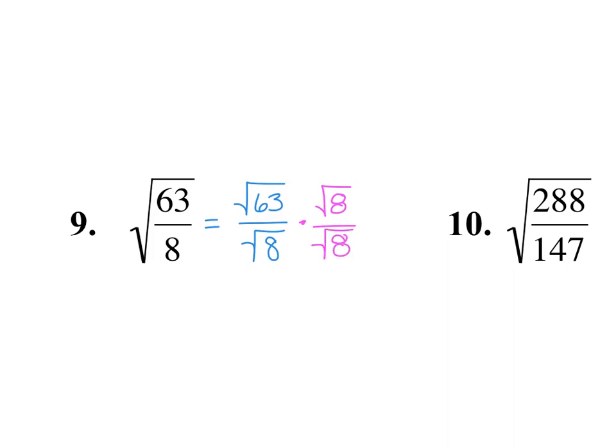What does that give me? Kind of big numbers, so I'm not thrilled with this. It's the square root of 504 over the square root of 8 times the square root of 8, which is just 8.